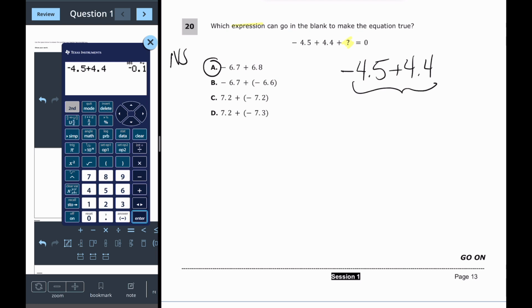So let's think about this for a second. This is equal to -1/10 plus some number gives me 0. The only way I can get 0, and this is why it's a number sense problem, is I would have to add the opposite.